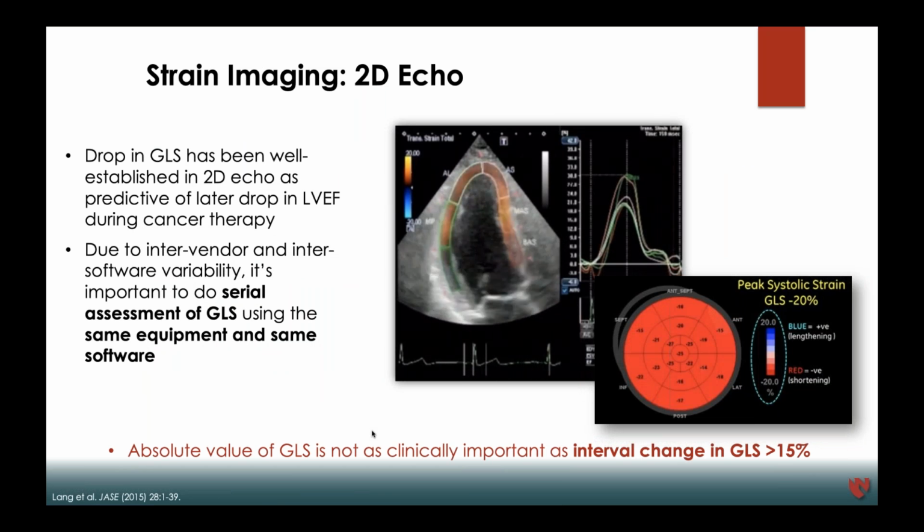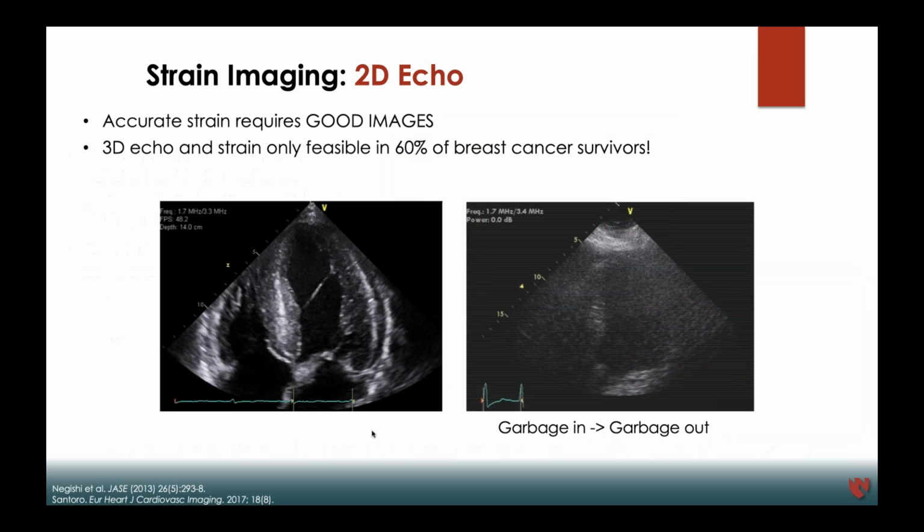Basically, just remember in echo strain, there are a lot of vendors with different strain software. There is a lot of inter-vendor and inter-software variability. So keep that in mind that you're comparing apples to oranges when you're looking at two strain measurements from two different types of software. Also, the limitation of 2D echo strain is that you require good images to actually calculate that strain.